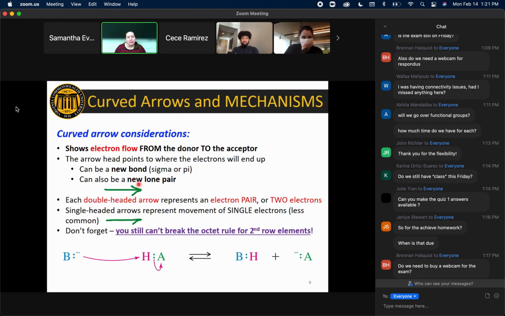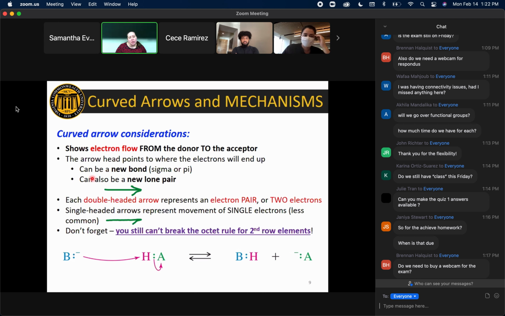And the arrowhead points very specifically to where those electrons will end up, whether that is on a particular atom within a molecule or between two atoms in the case of if those electrons are ending up as a bond. And so when we move electrons around, they can end up as a new bond or they can end up as a new lone pair, and we'll see examples of each.